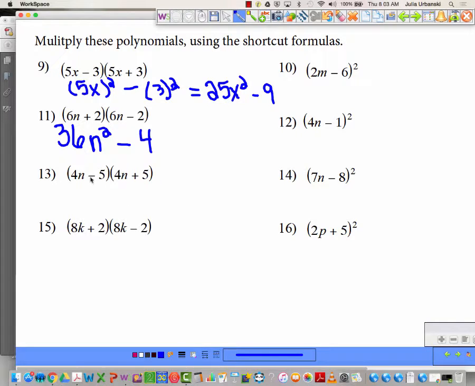Yeah, everything matches except one's plus and one's minus. So take your 4n times 4n, just square 4n. What do we get? 16n squared. Put a minus sign because a positive times a negative will always be a negative. And what's the last term going to be? 25, 5 squared.